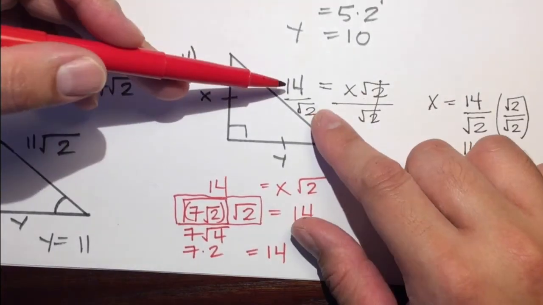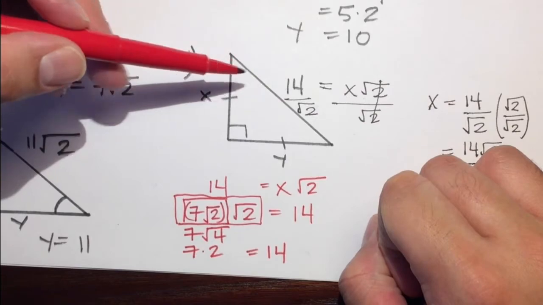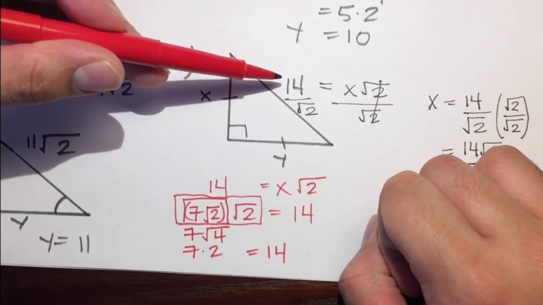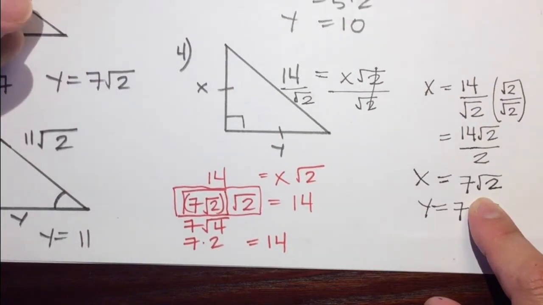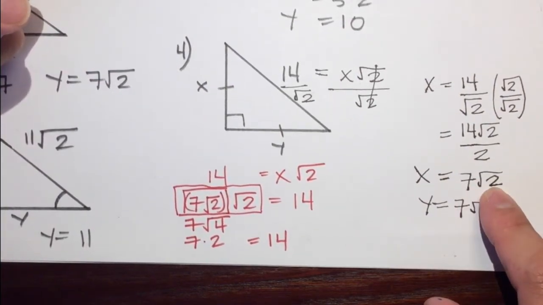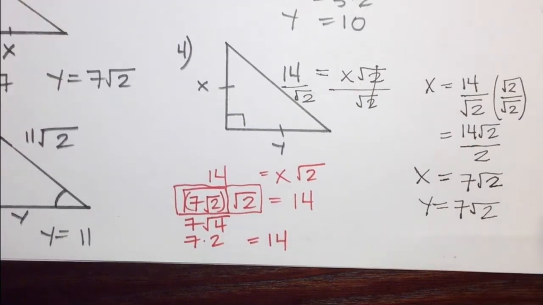Let's look at this. The hypotenuse is 14. So to get the two legs, just divide 14 by 2 and multiply it by radical 2. Half of 14 is 7 times radical 2. 7 radical 2. So that's the shortcut.